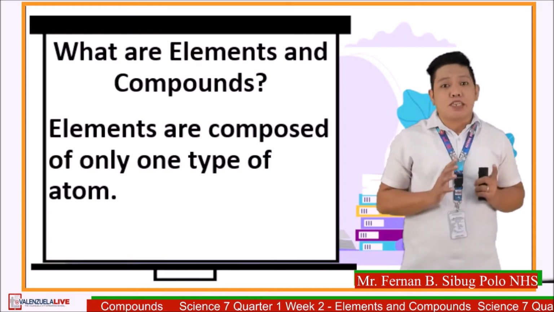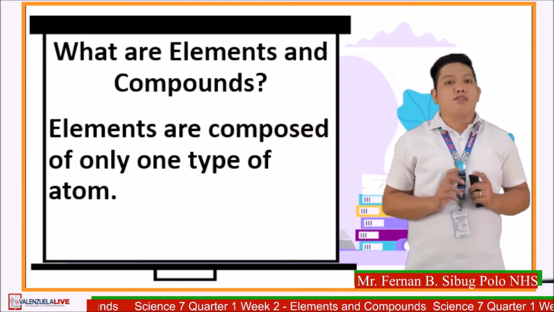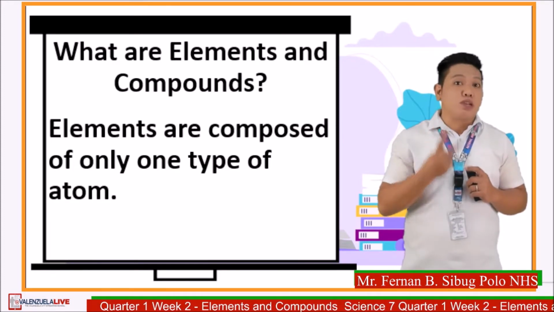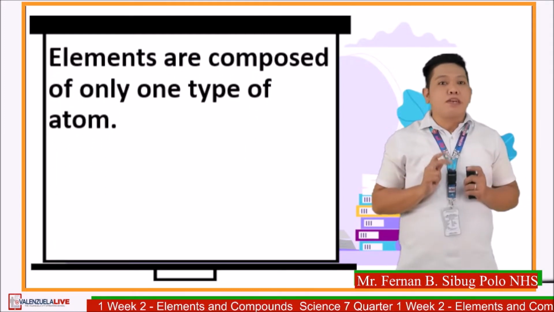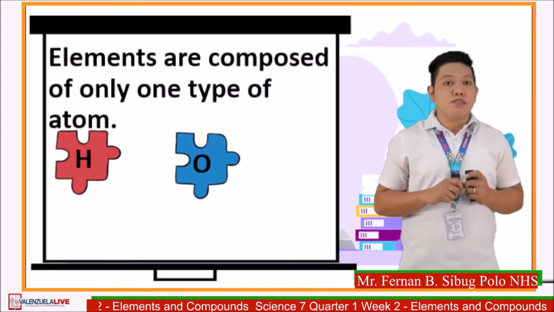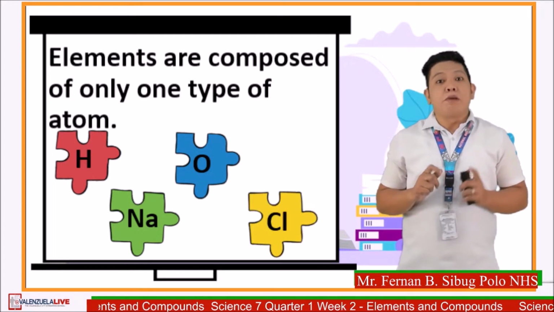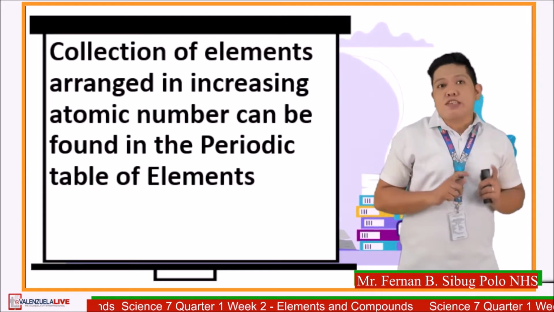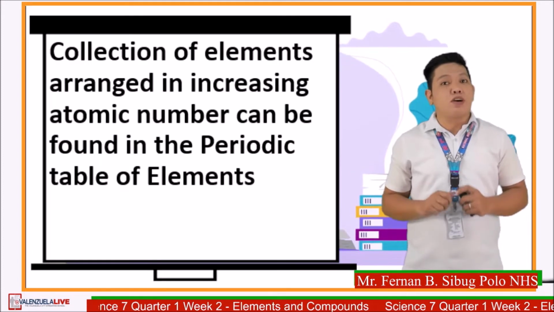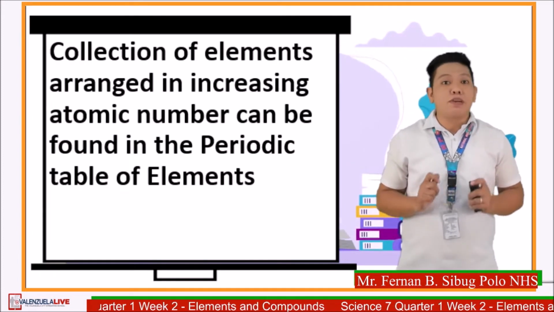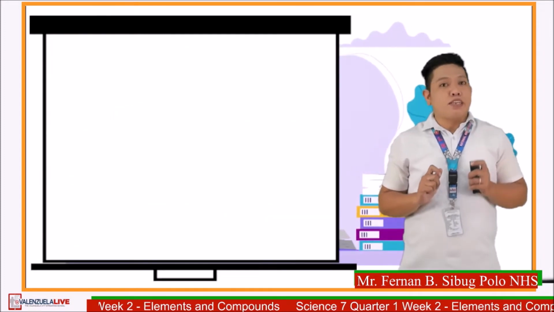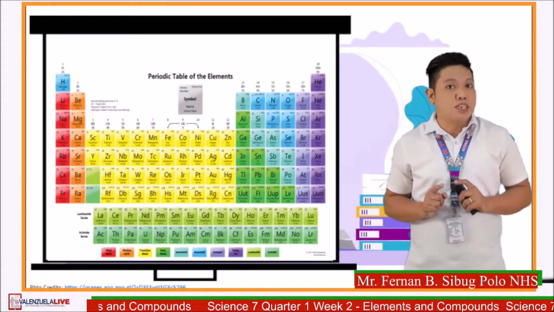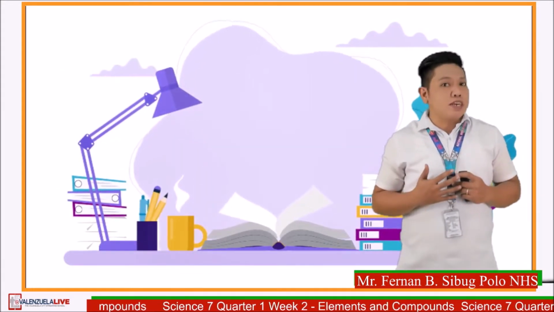Elements are simple substances which cannot be further broken down. It is composed of one or single atom represented by 1 or 2 letters. Examples of elements are hydrogen, oxygen, sodium, and chlorine. But there are lots of elements. Collection of elements arranged in increasing atomic number can be found in the periodic table of elements or simply the periodic table. Each element in the periodic table is unique. That's why it occupies a specific place in the periodic table. Now you know what an element is.